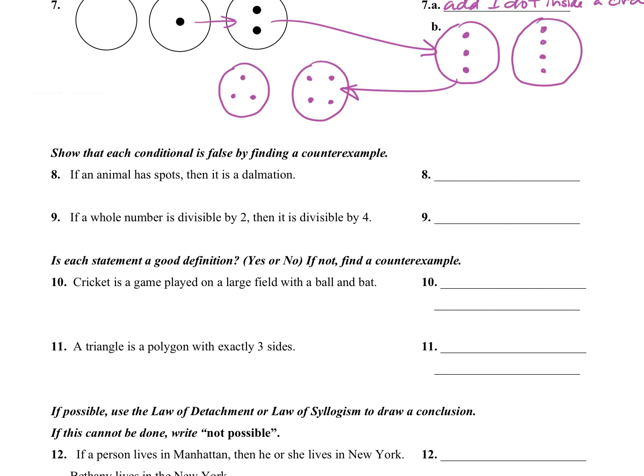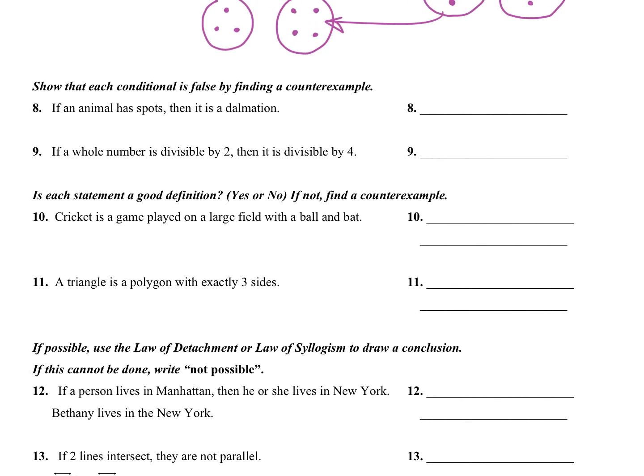All right, counterexample. Show that the conditional is false by finding a counterexample. If an animal has spots, then it's a Dalmatian. Zebra. Sure, zebras have stripes. So you could say a cheetah or any other animal that has spots. A ladybug. A cow. Okay.